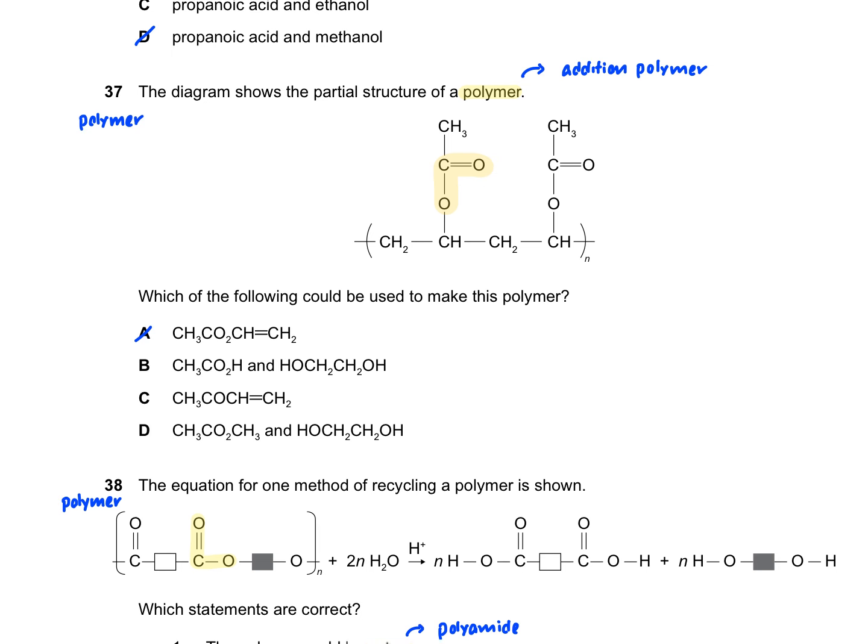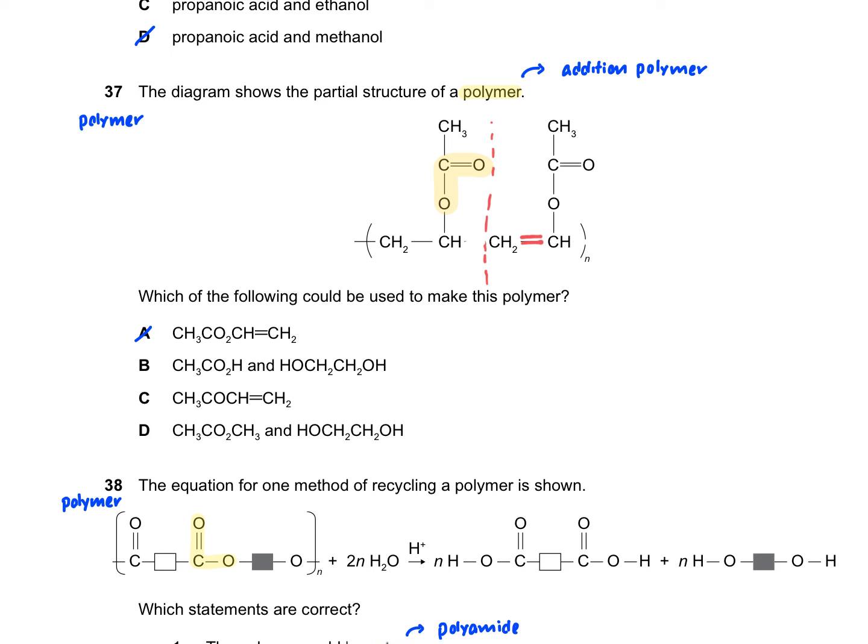We need to first find the repeat unit. The repeat unit in this case would be this. Once you find the repeat unit, the next thing is to erase the bonds at the side, and then you add back the double bond between the carbon atoms. So this is the monomer that gives rise to this polymer.